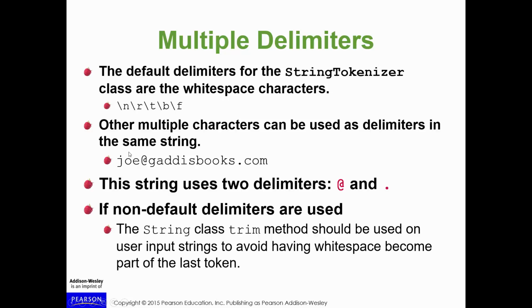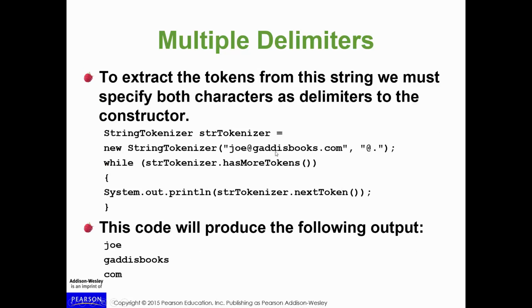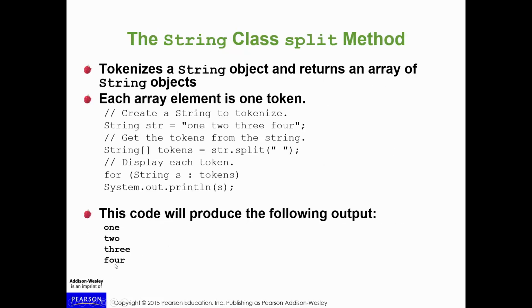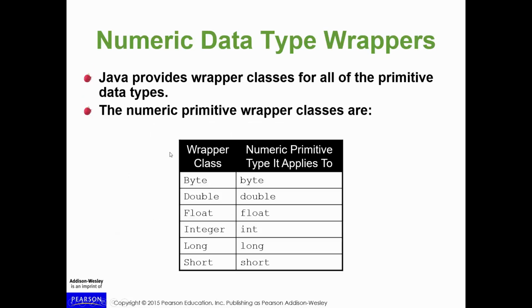I already mentioned the multiple delimiters. There's the @ sign and the period. So we're saying in here that both of them are in there, and that would break down joe@gaddisbooks.com into joe, gaddisbooks, and com. So you could work with each one. There's a split method that you can use also on this. As it says, it returns an array of string objects.